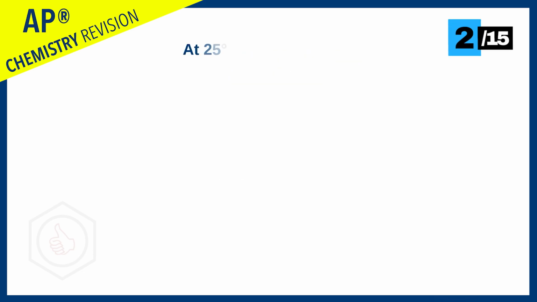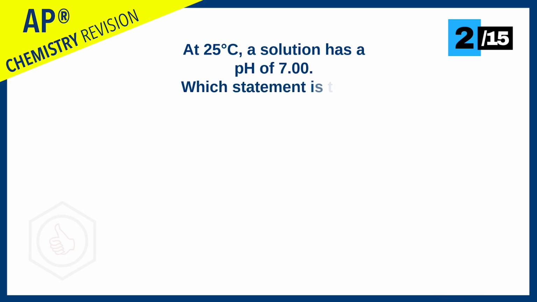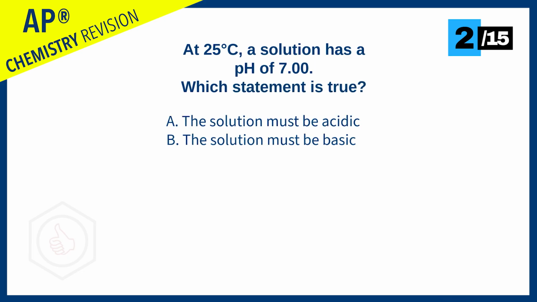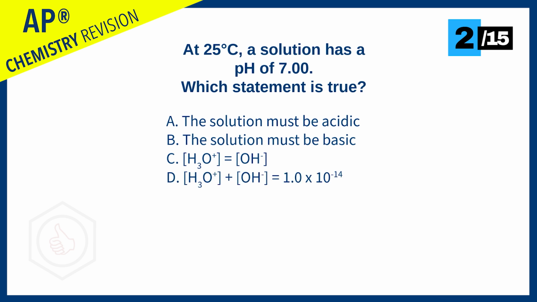At 25 degrees Celsius, a solution has a pH of 7.00. Which statement is true? The solution must be acidic, the solution must be basic, the concentration of H3O+ ions equals the concentration of OH- ions, or the concentration of H3O+ ions plus the concentration of OH- ions equals 1 times 10 to the negative 14.